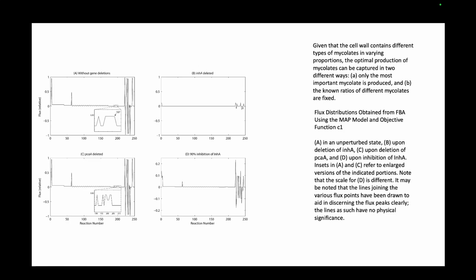It may be noted that if you compare the wild type with these deleted ones, you can control the production of mycolate by deleting either PCA or INHA. It may also be noted that the lines joining the various flux points have been drawn to aid in discerning flux peaks clearly. Otherwise, they do not have any meaning. Individual fluxes are here; it's not a continuous thing. But anyway, that is the idea.